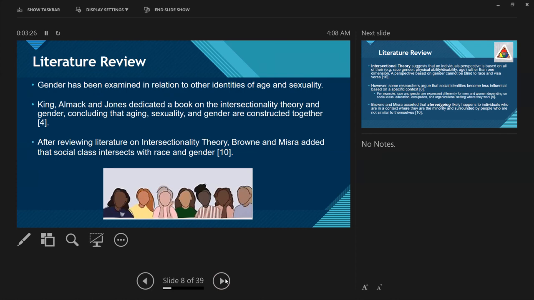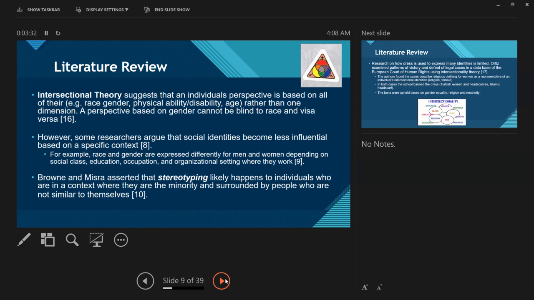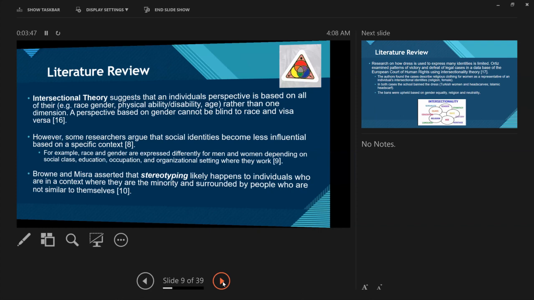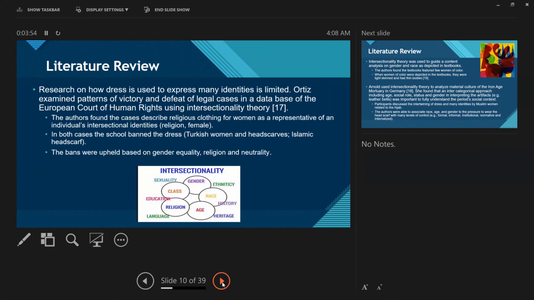Intersectionality theory suggests that individuals' perspective is based on all of their identities. However, some research argues that social identities become less influential based on specific context. And then there's also the discussion of stereotyping as well. In regards to dress, it expresses many identities, and the concept of it is sort of limited in terms of research.